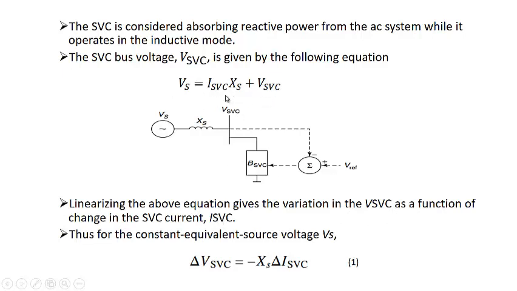So the differential of the constant will be 0, and we will only have the deltas. Thus for the constant equivalent voltage source Vs, it will be equal to 0, that is delta ISVC into XS plus delta VSVC. So delta VSVC will be equal to minus XS delta ISVC. That is what is written here. Let us say it is equation 1.